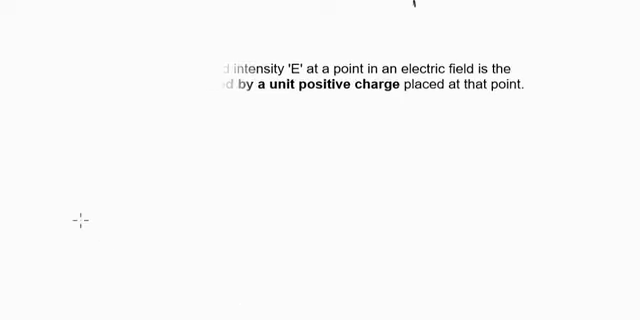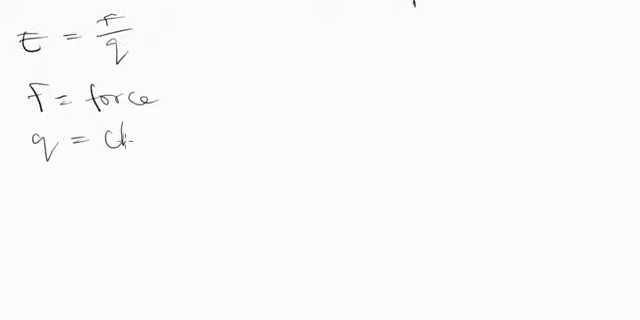So the electric field intensity E at a point in an electric field is the force experienced by a unit positive charge placed at that point. Now, the electric field intensity is denoted by the symbol E, and E is equal to F over Q, where F is the force, and then Q is the charge.